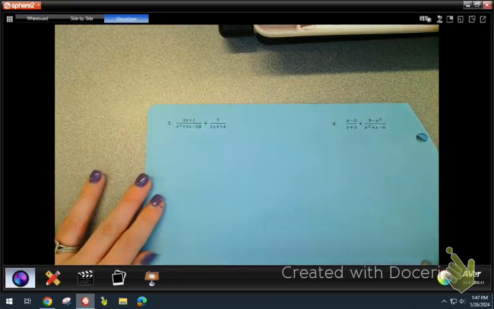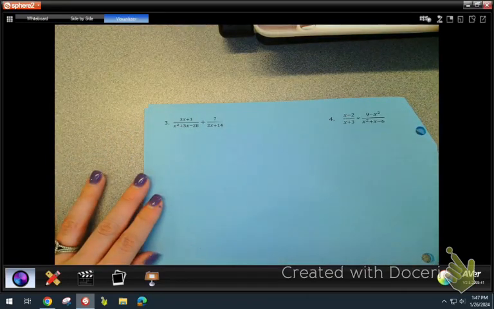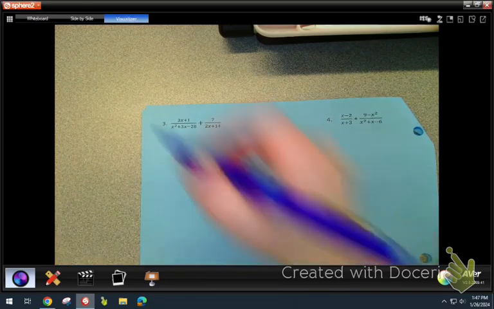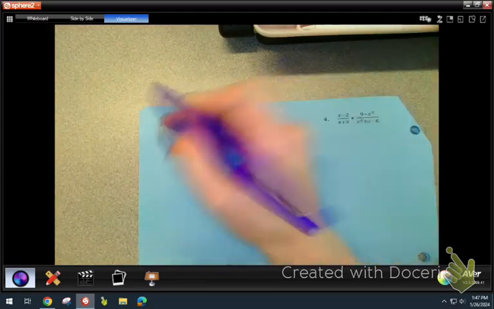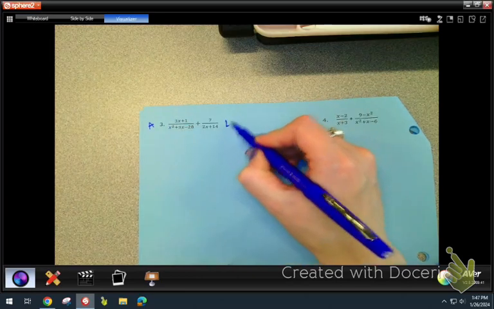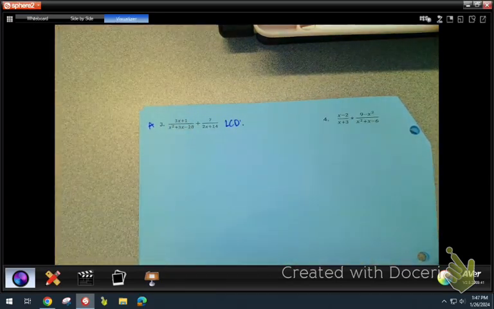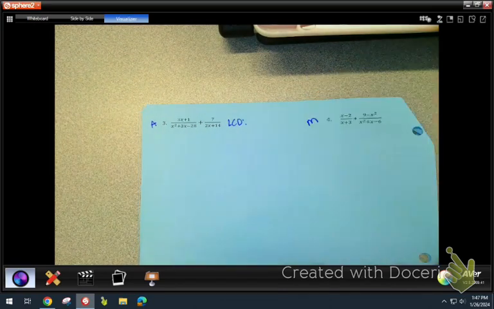So again, I would continue through. Go ahead real quick. I don't want you doing any work on this page, but just label. What are they? Do you need an LCD? So number 3, do we need an LCD? Because it's what kind of problem? Do we need one on number 4? No, because it's multiplication. So go ahead and do your labels there.